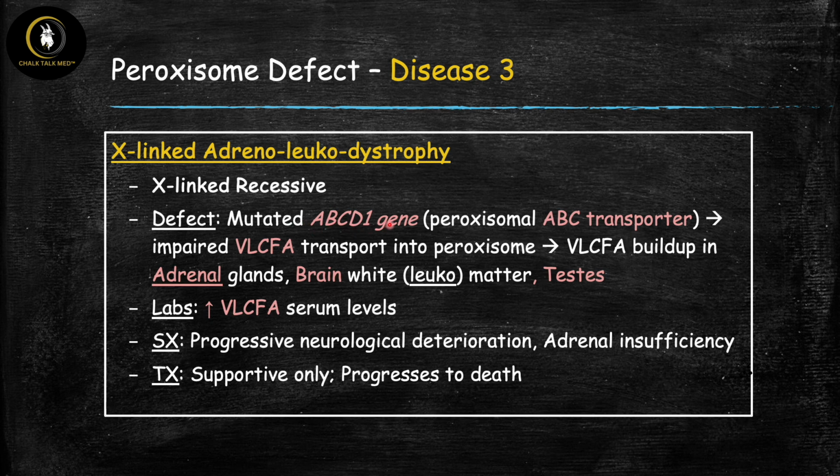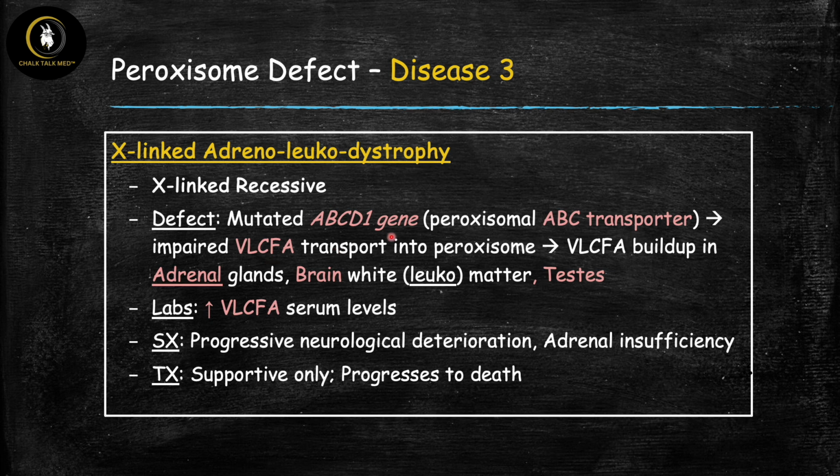So this ABCD1 gene encodes for the ABC transporter, and this transporter is important specifically because it's on the peroxisome and it's important for uptaking very long chain fatty acids from the cytoplasm into the peroxisome so that the peroxisome can chop them up, break them down, and degrade them.